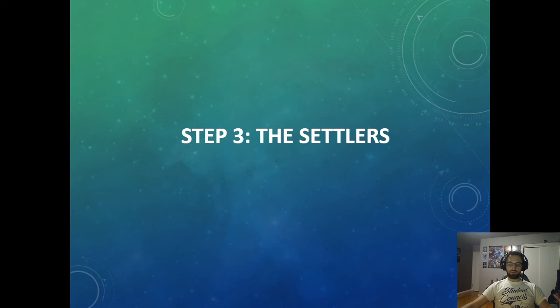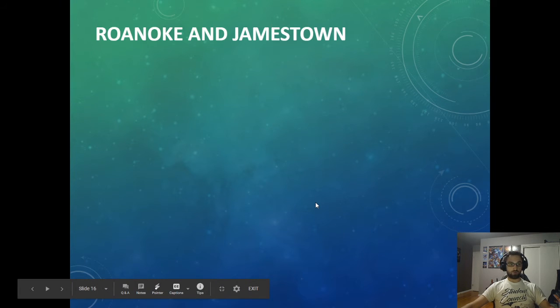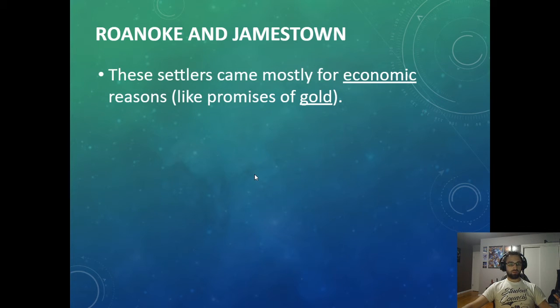And step 3, we're going to talk about the settlers. So, literally, who came over and who were the first people to come over and settle North America. So, first 2 settlements we're going to talk about are Roanoke and Jamestown. Now, the people who settled in Roanoke and in Jamestown basically came for economic reasons. Economic means like money and business, right? They came to make money, like, for example, the gold that Columbus came back with, and the gold that the Spanish conquistadors were coming back with.